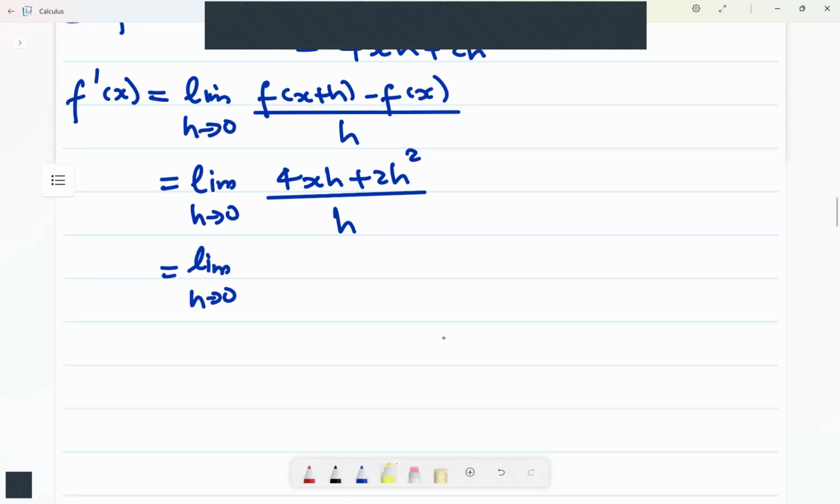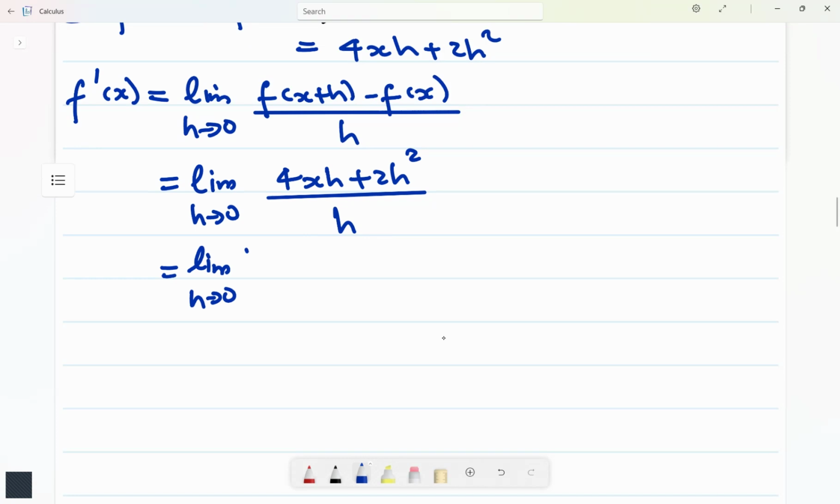Remember my goal is to remove this h at the denominator. That is my goal, okay? Can I do something? Yes, I can take out h as the highest common factor. Then it's going to be what? I'm going to be left with 4x plus 2h divided by h. Now, can you see this h and this h cancel off, yes.